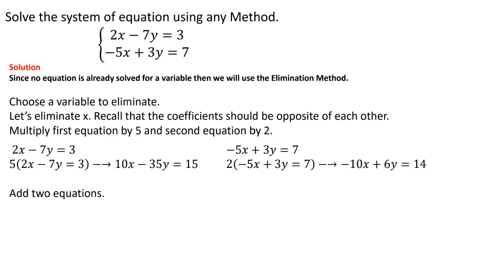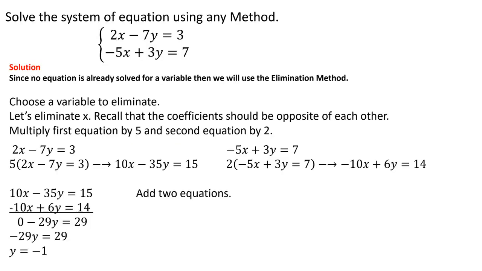So we're going to add the two equations. I'm going to write them down here. I have 10x minus 35y equals 15. That was the first equation. And negative 10x plus 6y equals 14. That was the second equation.